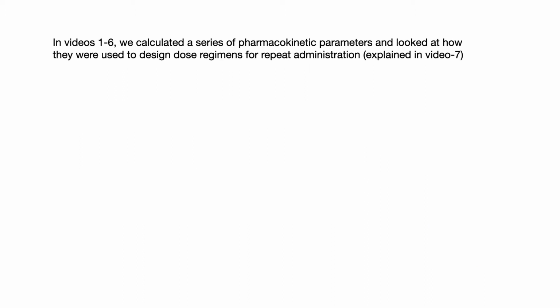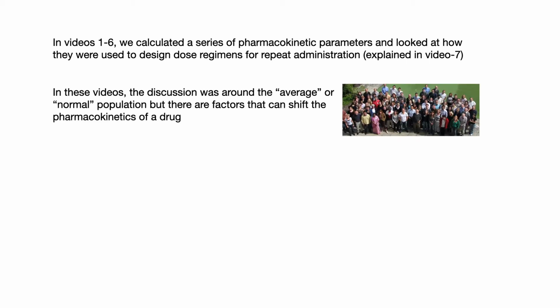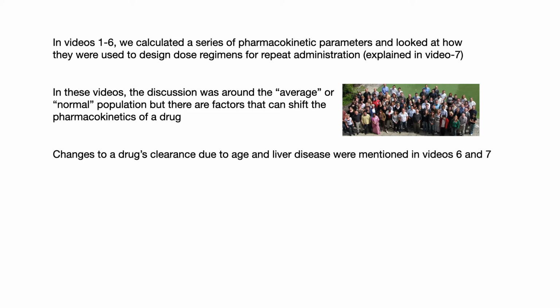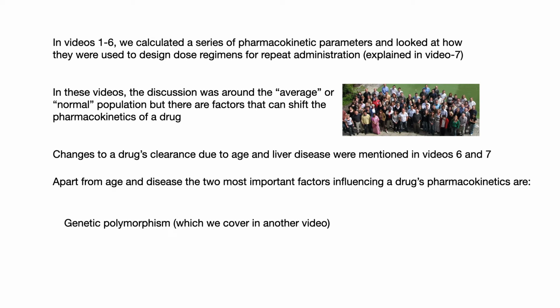In those previous videos, we calculated the pharmacokinetic parameters, but we assumed that we were dealing with an average or a normal population, whatever normal means. There are various factors that can change the pharmacokinetics of a drug. We've met two previously, age and liver disease. But apart from those, the most important factors are genetics, or genetic polymorphism, which we covered in a separate video, and interactions with other drugs. And it is those so-called drug-drug interactions that we're going to cover here.